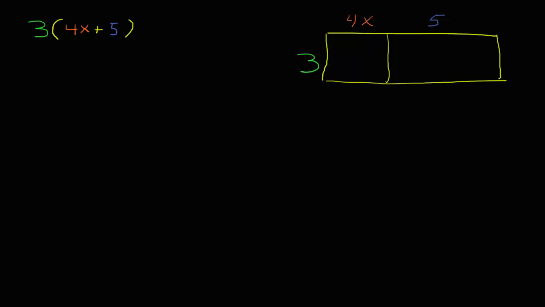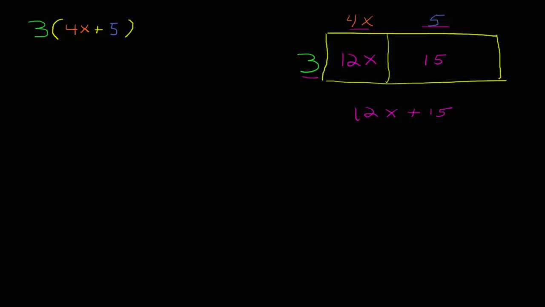So once again, we're going to take a look at our area model, and we're going to say I have this rectangle over here that is 4x by 3. 4x times 3 is 12x. And I have this rectangle over here that is 5 by 3. 5 times 3 is 15. And when I combine those as a single expression, I get 12x plus 15. And that's exactly what we're going to do with our distributive property.